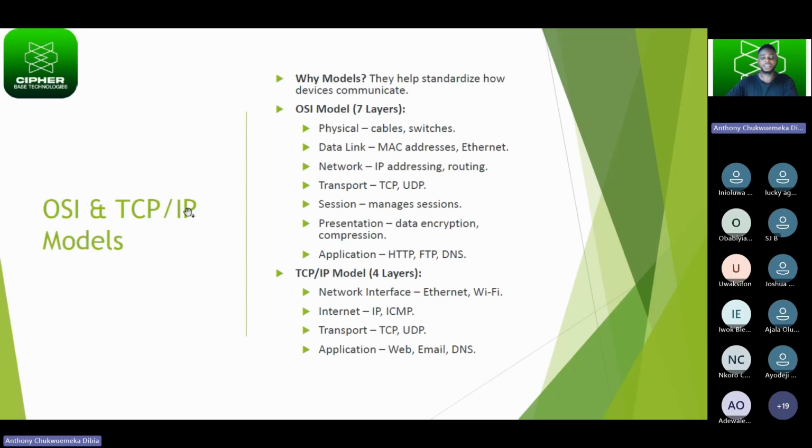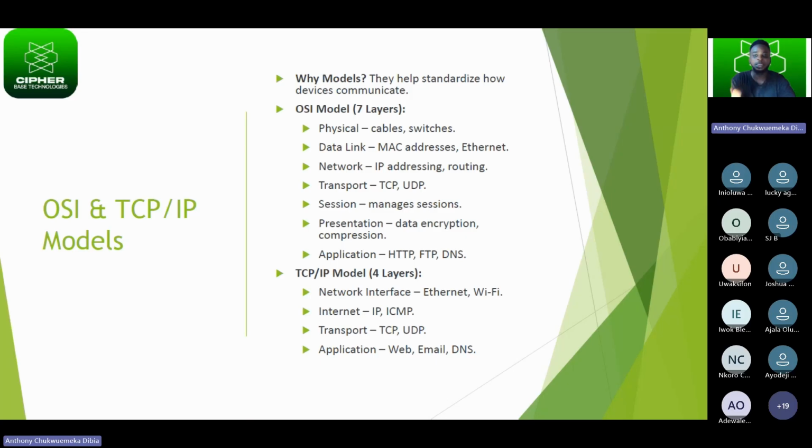Then next one, we have the OSI model, or the TCP/IP models. Now, why models? They help standardize how devices communicate. This OSI model was created to make sure the communication between different devices or different applications is actually standardized and broken down in different layers.